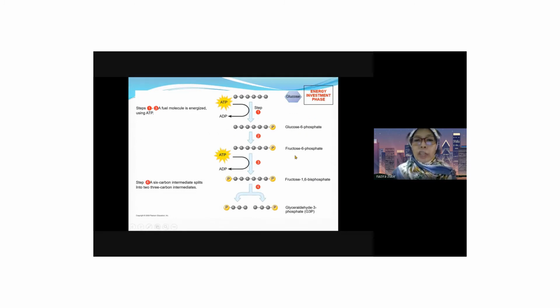Still in the energy investment phase. So after fructose 1,6-bisphosphate, the splitting of the carbon occurs. You have 6 carbon here. It splits into 2 molecules of 3-carbon compound. Each molecule consists of 1 phosphate. 1 phosphate here. And the net products are 2 glyceraldehyde 3-phosphate, or G3P, from the energy investment phase.